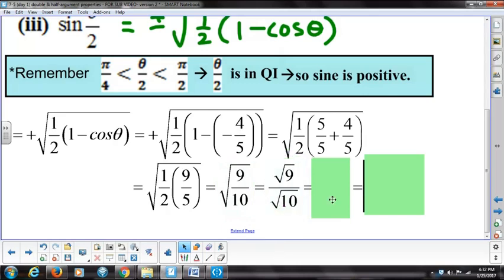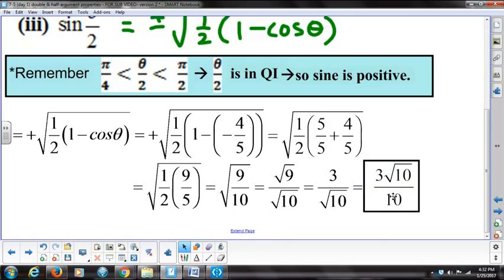Well, 9 is a perfect square. So you separate it to be the square root of 9 over the square root of 10. And then it ends up being 3 over root 10. And then you rationalize it. And the sine of 1/2 theta is 3 root 10 over 10. Again, that's positive because it's in the first quadrant.